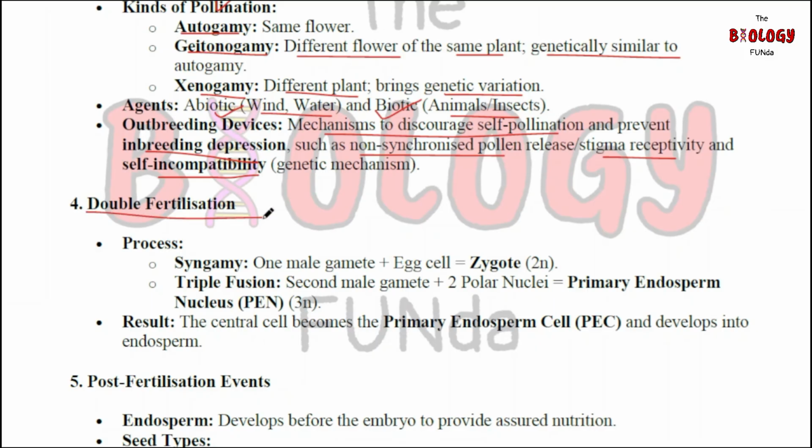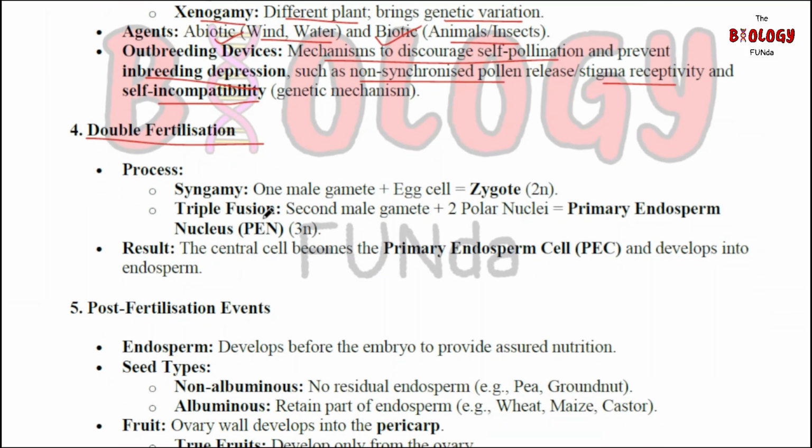Then we have double fertilization. This is an event that takes place in flowering plants. There are 2 fertilizations. One fertilization is when a male gamete fuses with the egg cell to form the zygote, which is diploid. The second fertilization is when the second male gamete fuses with the 2 polar nuclei to form the primary endosperm nucleus, which is triploid. The first fertilization is known as syngamy. The second fertilization is known as triple fusion.